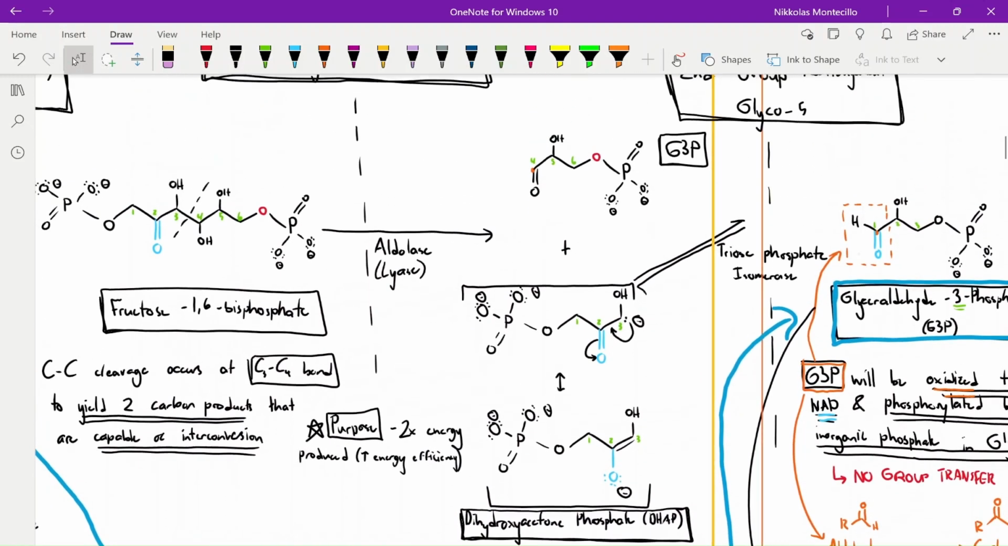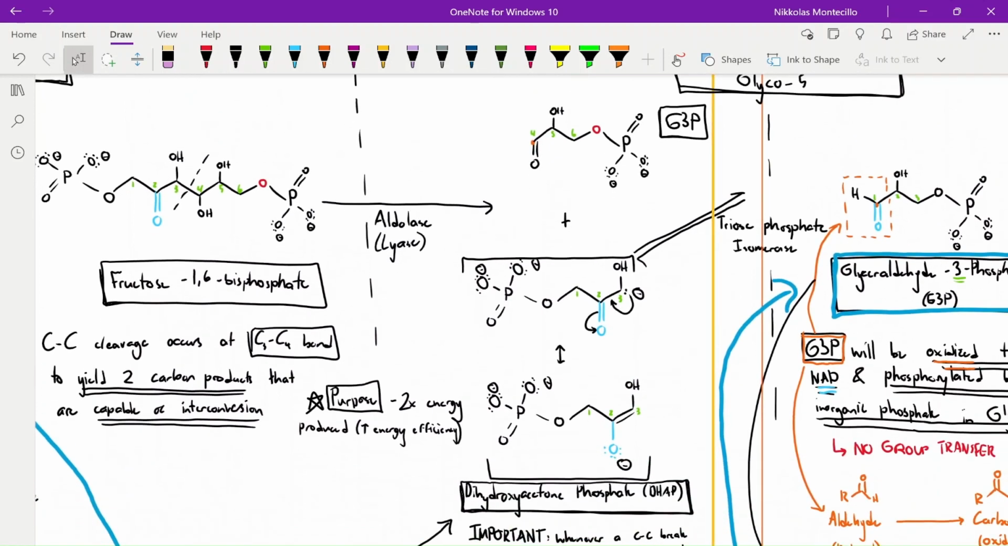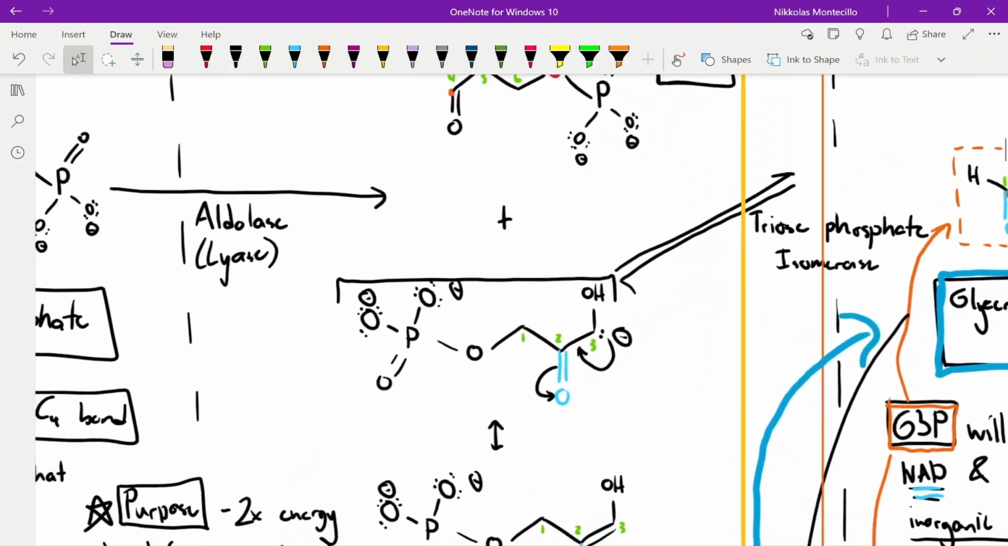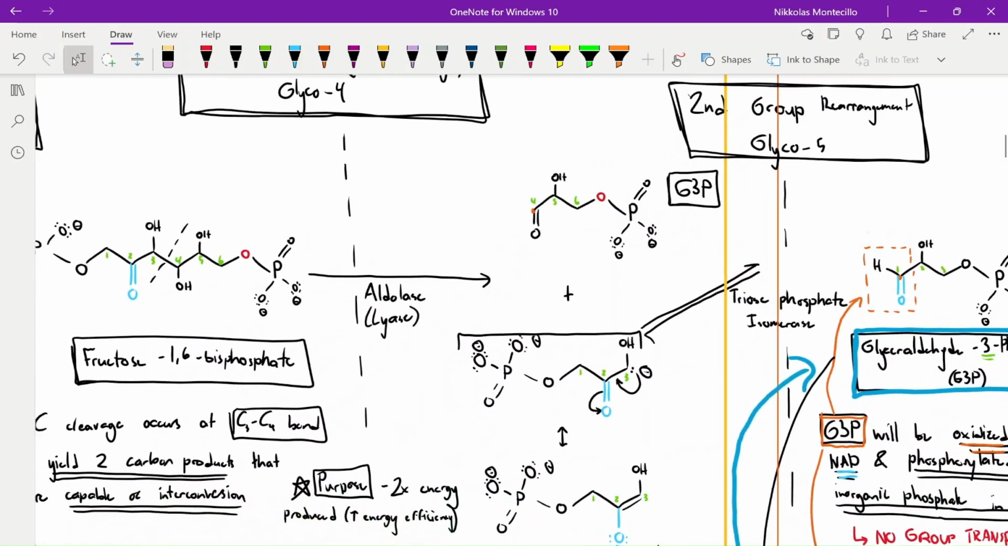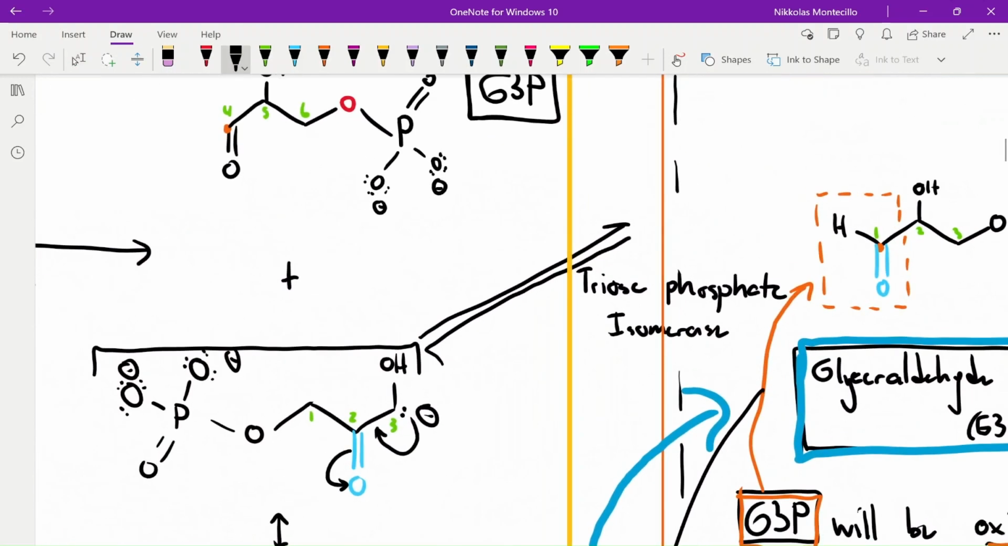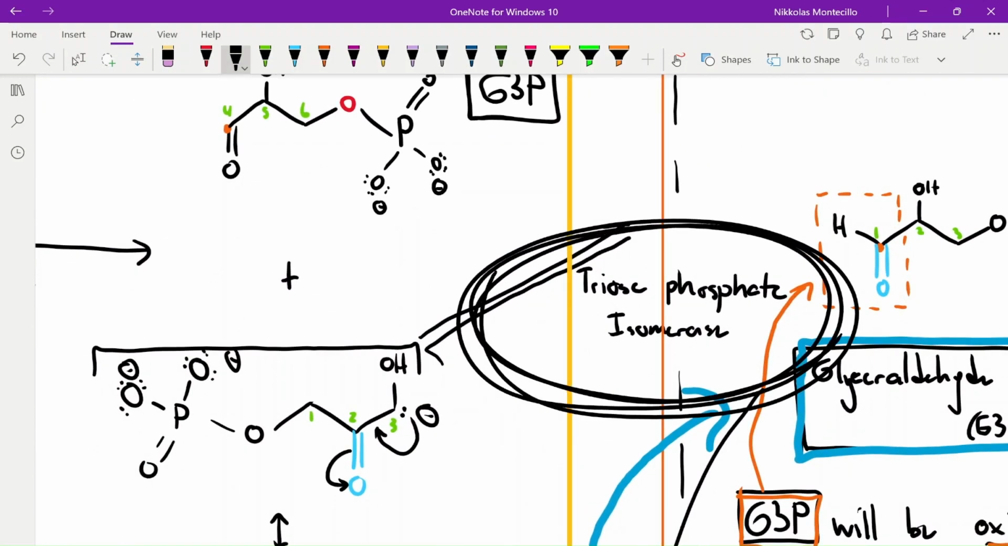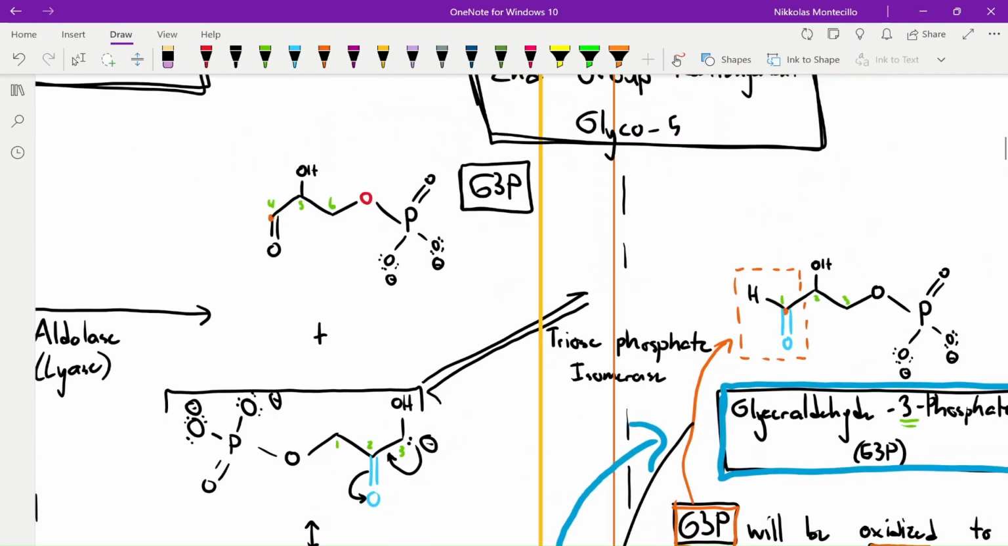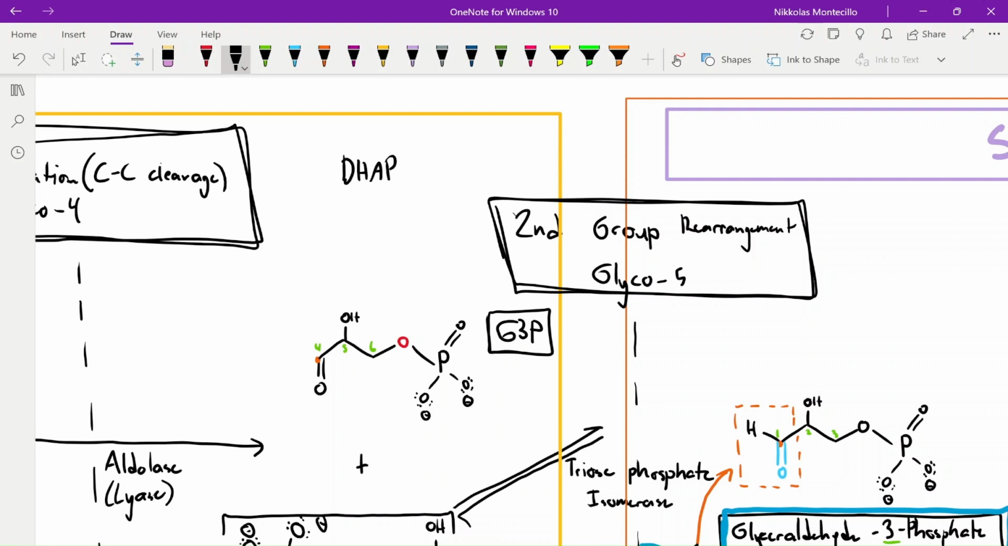So what happens here is that there will be an internal group rearrangement, and this is what the 5th enzyme serves as. The enzyme that facilitates the conversion of DHAP into the second molecule of G3P is triose phosphate isomerase, this molecule right here. Triose phosphate isomerase facilitates the conversion of DHAP to G3P. So it's an isomerase. So we see here the second internal group rearrangement.